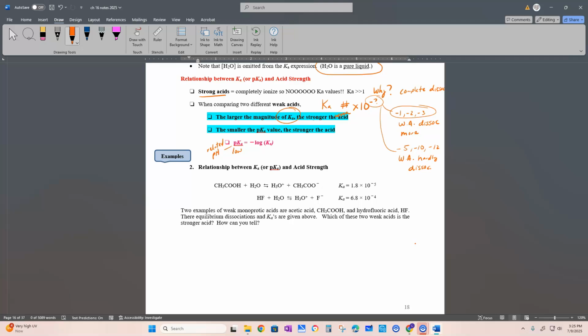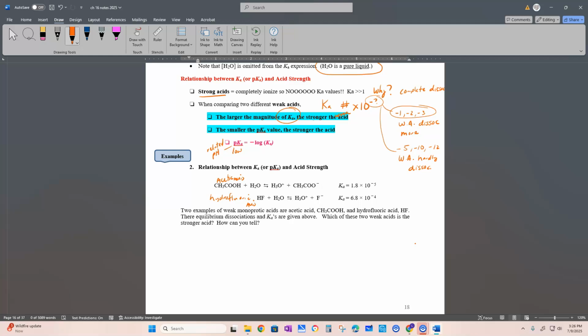I have this acid, which is acetic acid, Mr. Vinegar. It hits water and breaks up into my ions, and there's my Ka value. But then I have hydrofluoric acid, which reacts with water, and I get a hydronium and the conjugate base. And I have this Ka value.